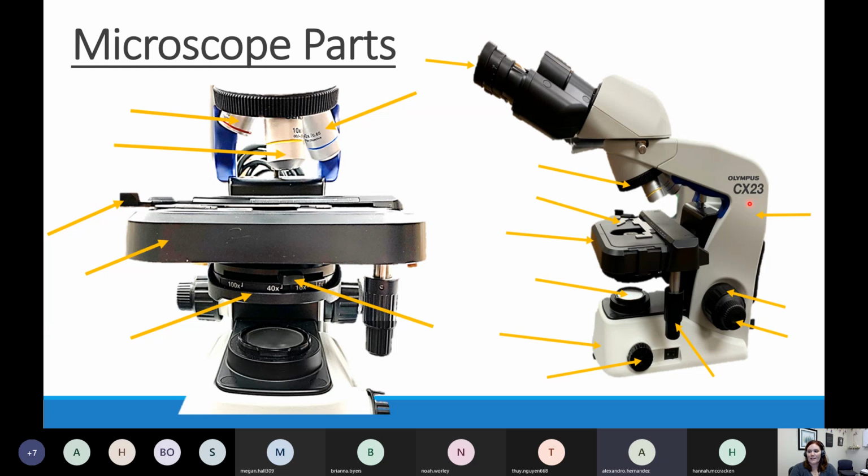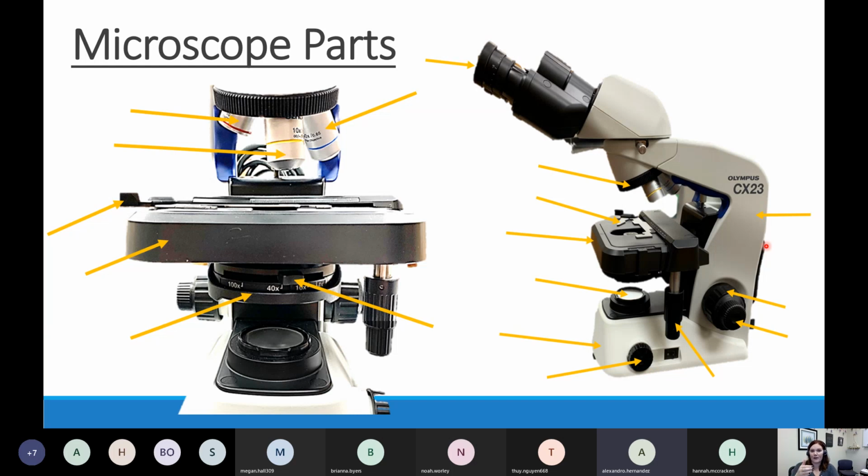Sticking up from the base is this part here. And this part here with our arrow is called the arm. So the arm of the microscope is what sticks up. It's where we're going to see our ocular lenses attached. When you are carrying a microscope back to your lab bench, you're always going to use 2 hands to carry it. One hand underneath the base, one hand behind that arm, holding onto that arm.